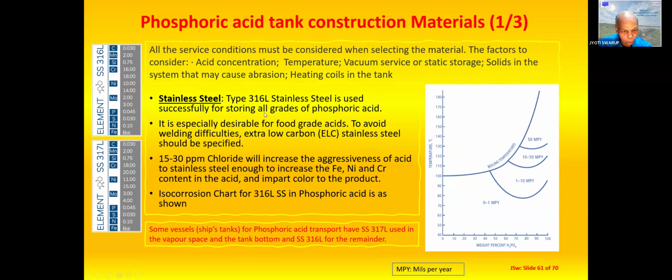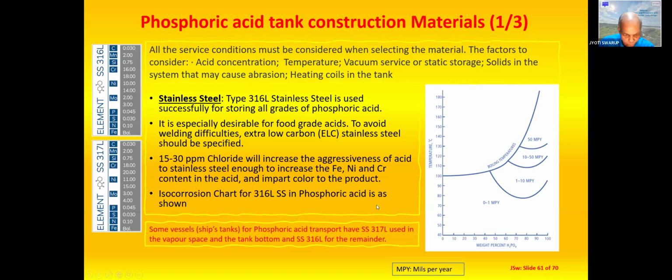316L is used for storing all grades of phosphoric acid, especially desirable for food grade acids. To avoid welding difficulties, extra low carbon grade is used. 15 to 30 ppm chloride will increase the aggressiveness of the acid to stainless steel enough to increase the Fe, nickel and chromium content in the acid and impart color to the product.